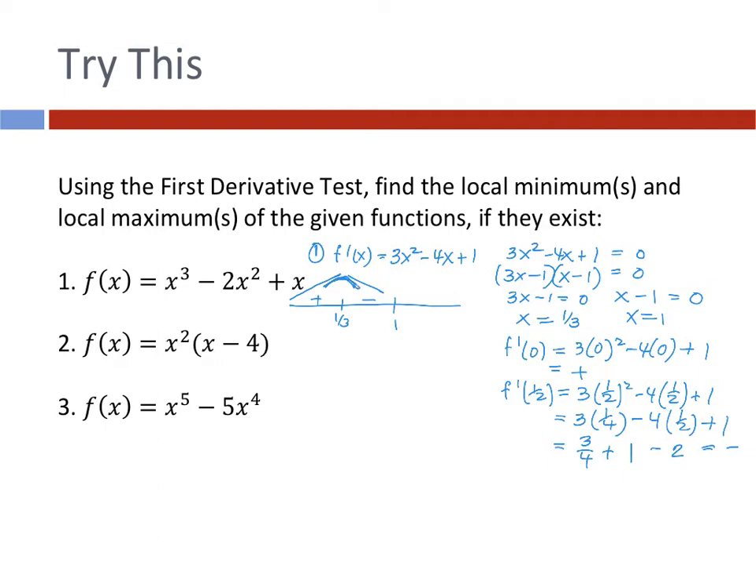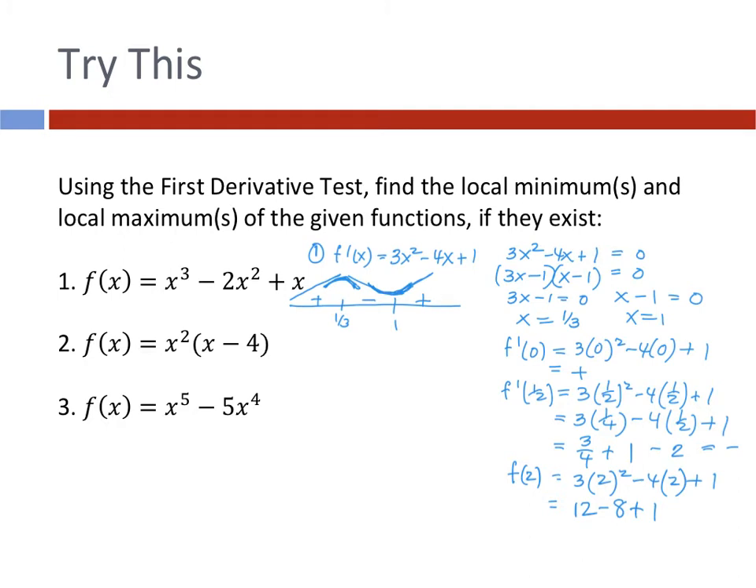All right. And then let's pick another number on the right side of 1. So let's do 2. If we did f prime of 2, we would get 3 times 2 squared minus 4 times 2 plus 1. And that's going to give us 3 times 4 is 12, minus 8 plus 1, which is going to give us a positive number. So on the right side of 1, it starts to increase again. So what does that tell us happens at 1? It means there is a local min at 1.